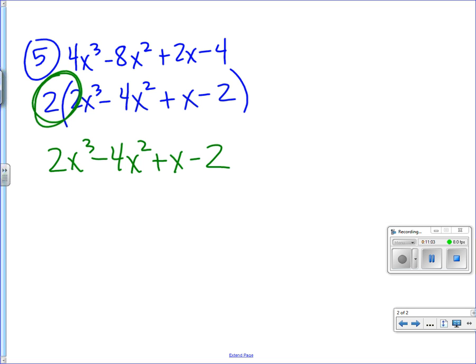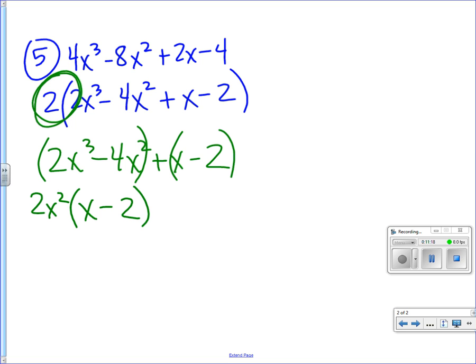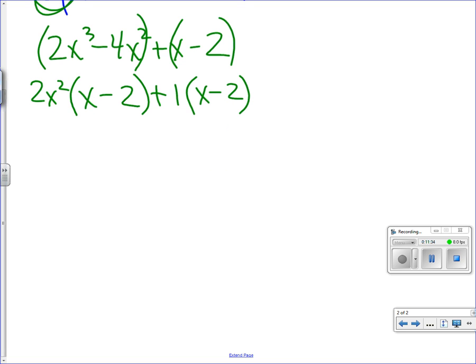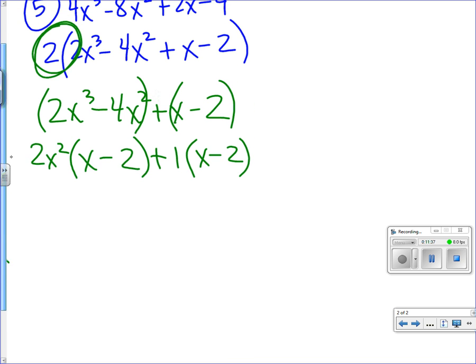Okay, so now we group the first 2 terms, the last 2 terms. What can we factor out of the first group? A 2x squared. Okay, and when we factor 2x squared, we'll have x minus 2 left over. Yes, because these do not have a common factor but 1, so we're going to put x minus 2. You okay? Okay. All right. Questions right so far?